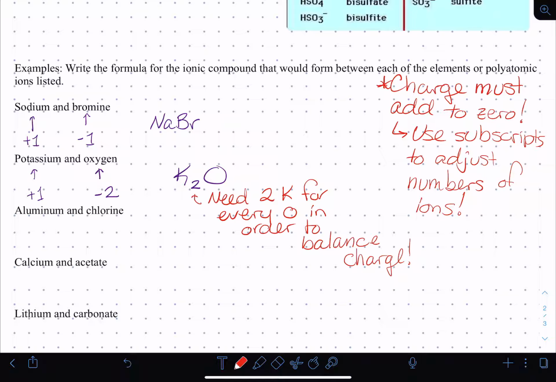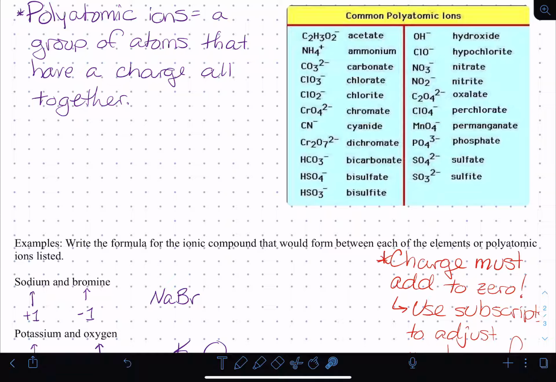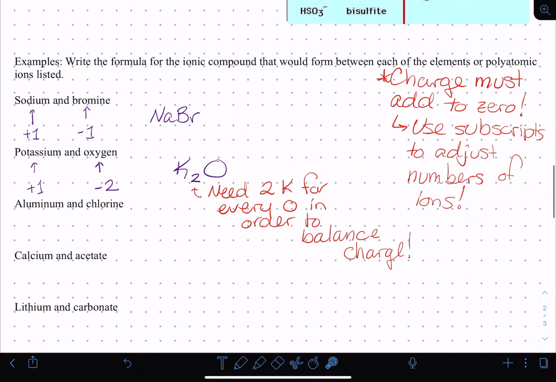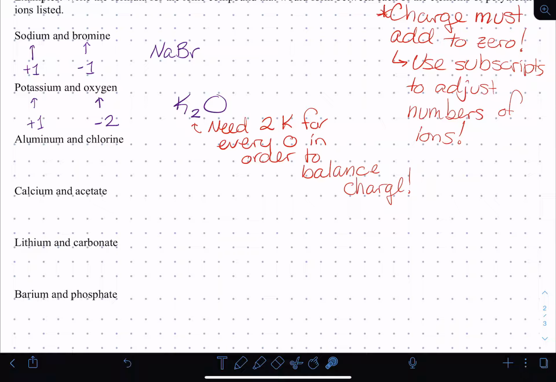That's always what we're looking to do: figure out how we get the total charge to add to 0. So why don't you pause the video here, take a few minutes, and try to do these next 3 examples: aluminum and chlorine, calcium and acetate, and lithium and carbonate. Note that acetate and carbonate are going to come from your polyatomic ions list. Acetate's here, and carbonate is just a couple rows below it. So you'll want to use the periodic table for the individual elements and look for the charge on the polyatomic ions list for those ones. Oh, there's another one down the bottom there, barium and phosphate too. So take a few minutes, try and do those, and then I'll walk through them with you.